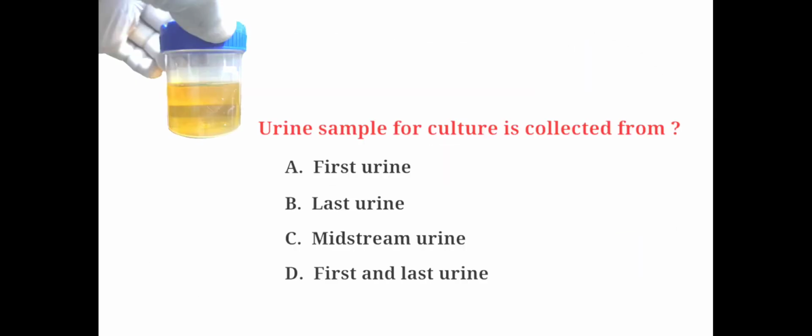Urine sample for culture is collected from A. First urine. B. Last urine. C. Midstream urine. D. First and last urine. And the correct answer is C. Midstream urine. A midstream urine sample means you don't collect the first or last part of the urine that comes out. This reduces the risk of the sample being contaminated with bacteria from your hands, the skin around the urethra, and the tube that carries urine out of the body.